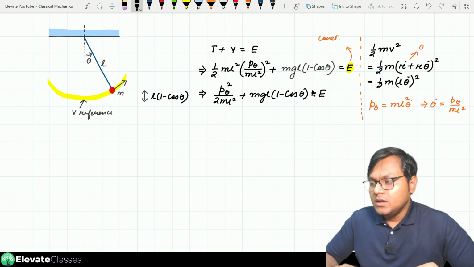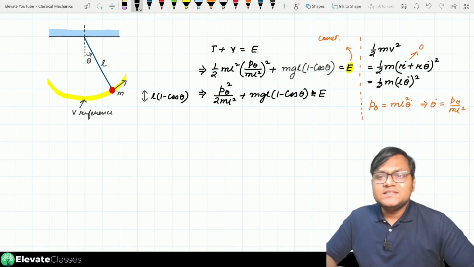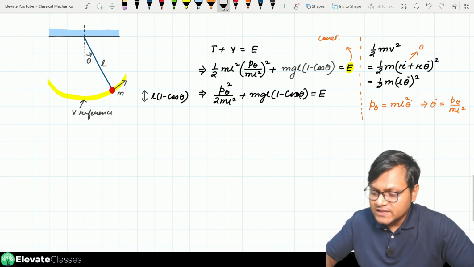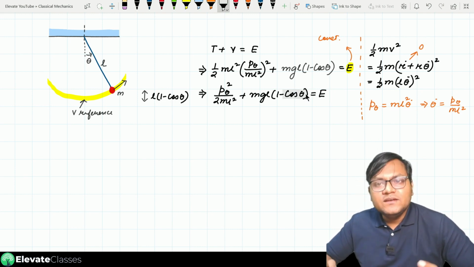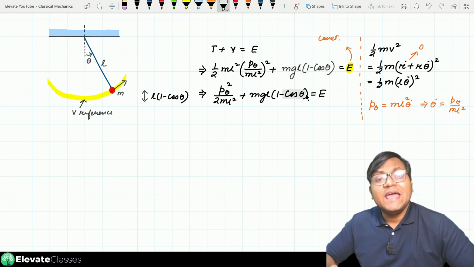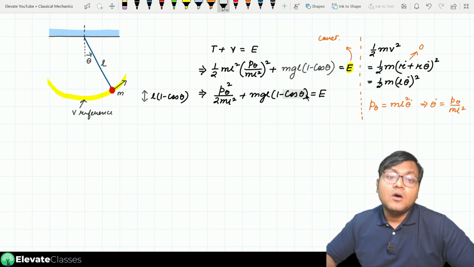Now, the important point is that this equation itself is not going to help us figure out what the phase space trajectory is going to be, because here there is a cos theta term. And the reason is that the simple pendulum is actually not an example of a perfect harmonic oscillator. It is in fact an anharmonic oscillator. It can be approximated, however, as a harmonic oscillator under small oscillations.